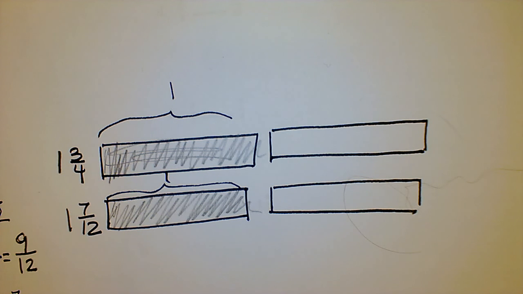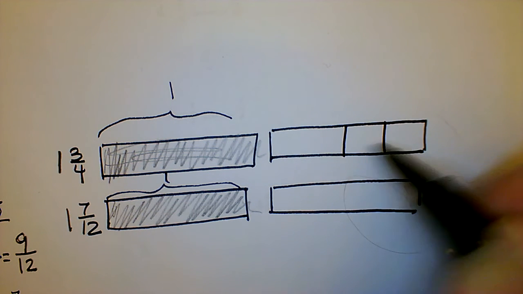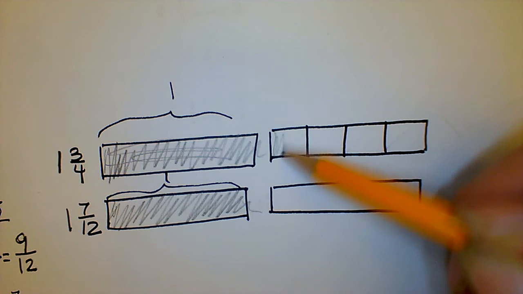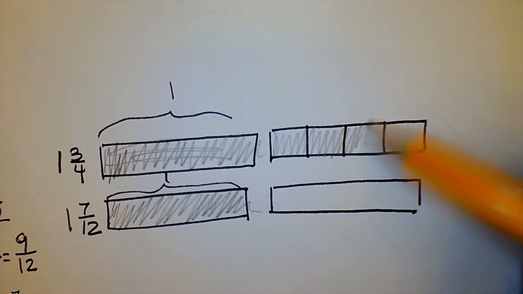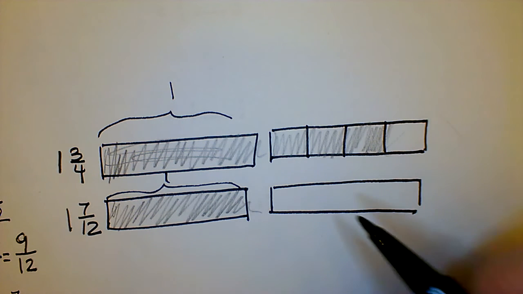So now I want to first model 3/4. I'm going to do that by turning this into 4ths. And then I'm going to shade in 3 of those. I'm just doing it lightly because I am going to be putting in some dashes. And now let's do 7/12.